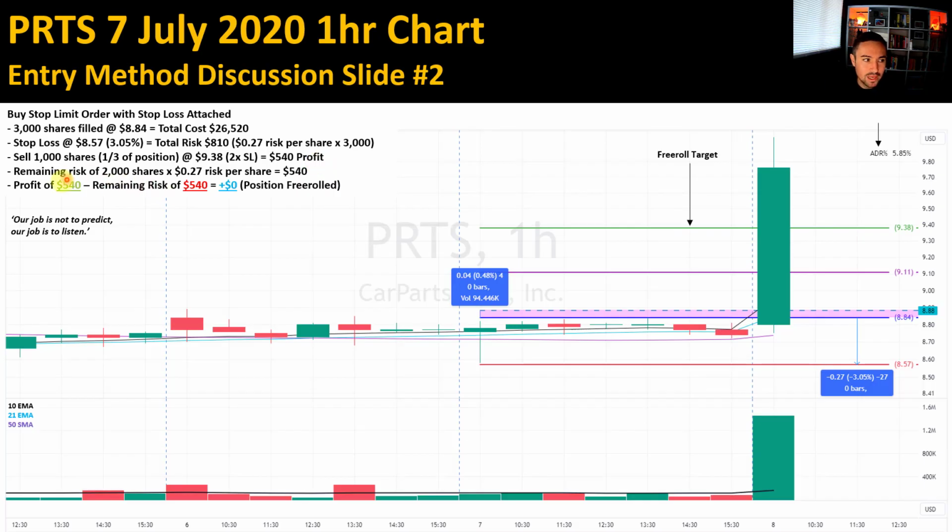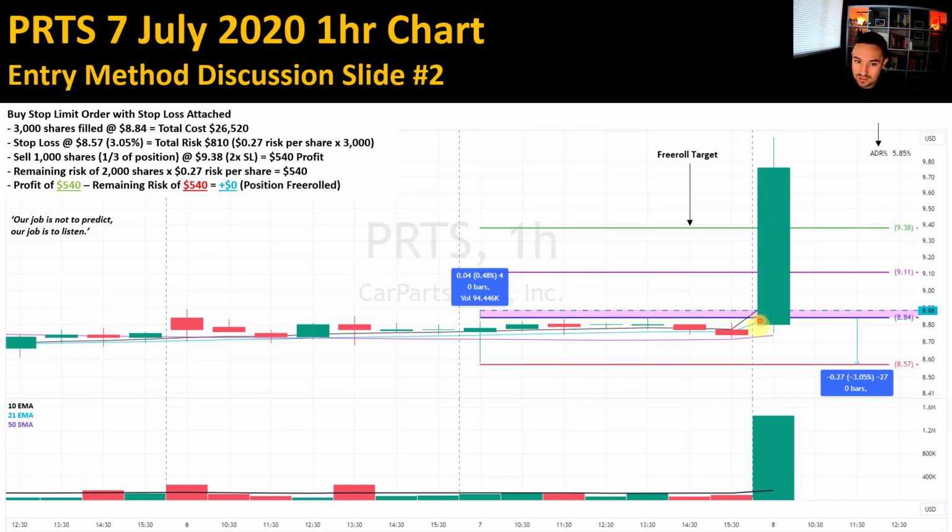Why is that important? Well, we still have remaining risk on the current 2,000 shares, right? Because we bought 3,000 shares, we've sold 1,000, we still have 2,000. So our remaining risk of 2,000 shares is times 27 cents. Because remember, we bought them here at $8.84 and our stop loss on those shares is here at $8.57. So now we have 2,000 times 27 cents, that 27 cents just there equals $540. So we now have profit of $540 locked in with remaining risk of $540 still on our 2,000 shares. So if we take the profit minus the hypothetical remaining risk, it equals $0. Position is free rolled. Makes sense?